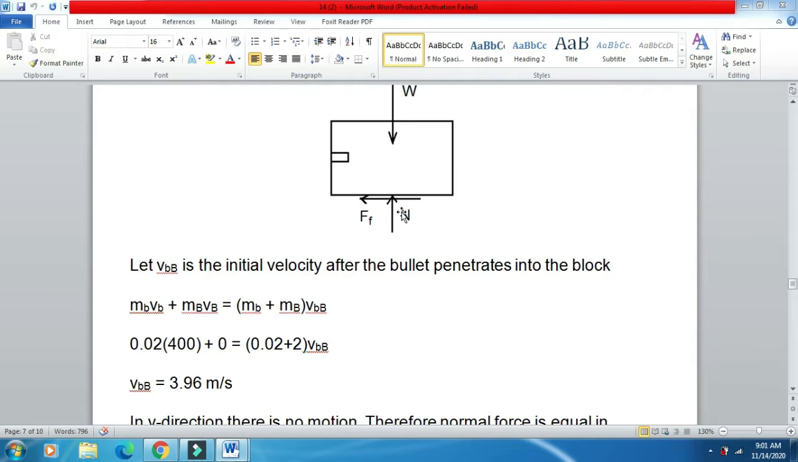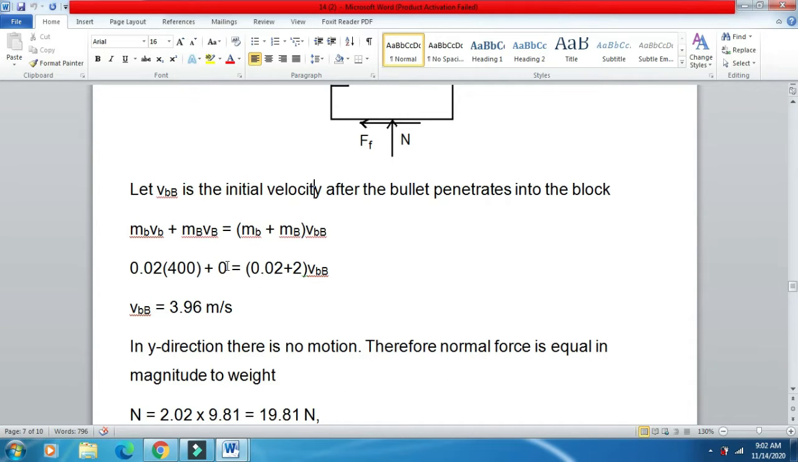These are the forces we consider in the time interval between the initial condition and when the bullet penetrates into the block. So this is the conservation of momentum. For a system of particles, there are two particles involved. One is the block, the other one is the bullet. And for this time interval, that is initial up to the point where the bullet is embedded, there is no impulsive force. So the momentum will be conserved.